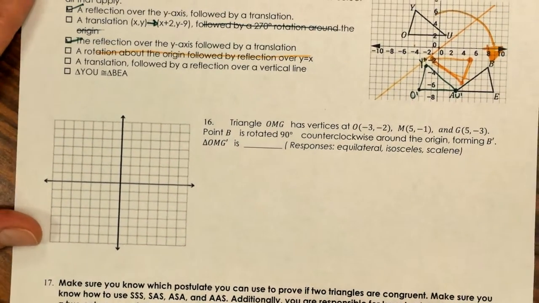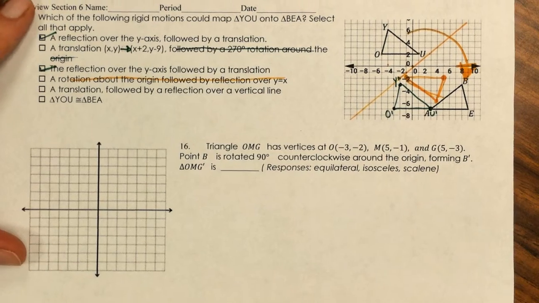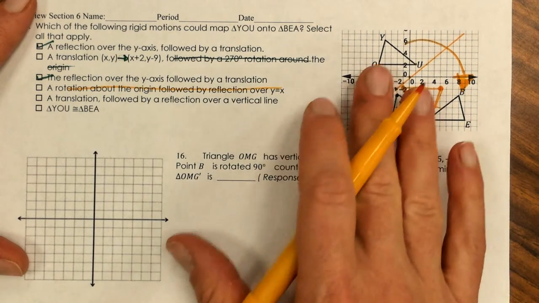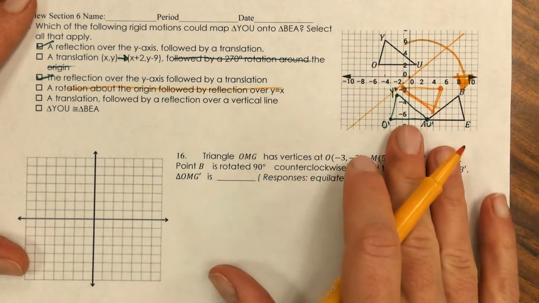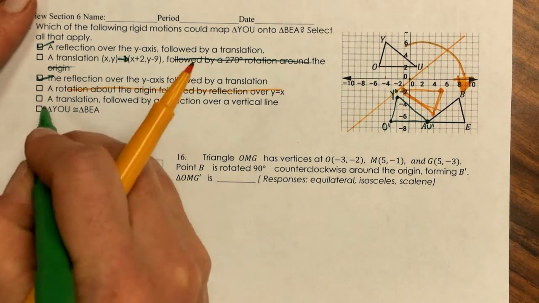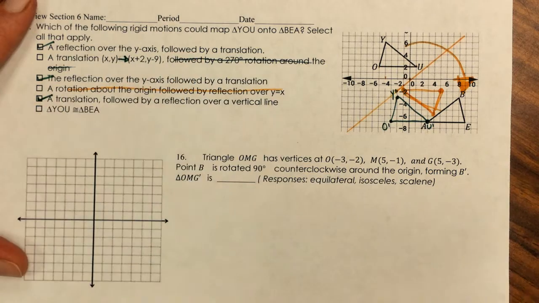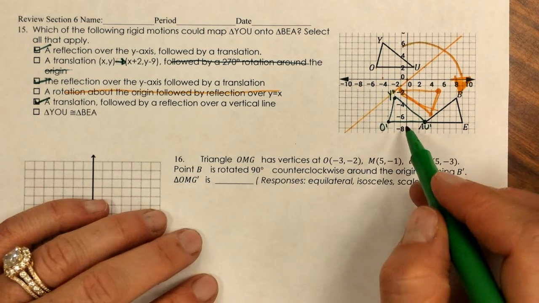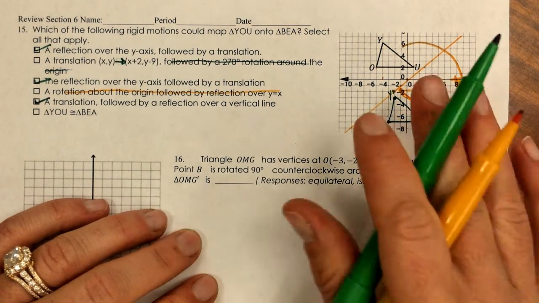And then a translation followed by a reflection over a vertical line. Okay. So translation, it was moved somewhere and then reflected. Yes. I agree with that. Because you could have moved it anywhere, right? And then find a reflection.